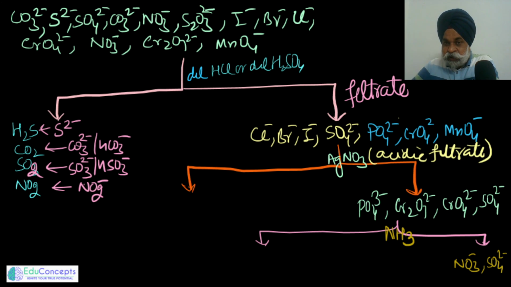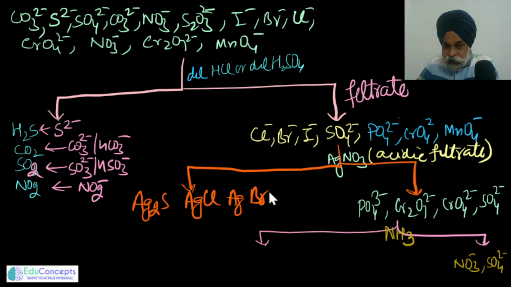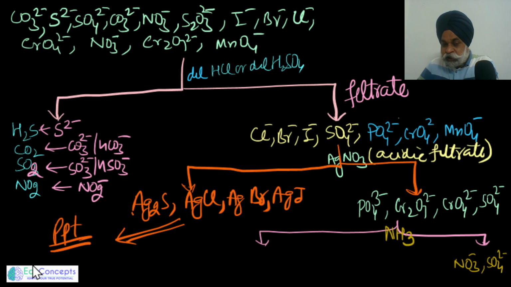So here you have to remember, although silver will precipitate everything, in the acidic medium Ag2S, AgCl, AgBr, AgI would come out as precipitates. Now you may ask me that I have already mentioned sulfide, so sulfide could be overlapping. If some amount of sulfide is still there in the filtrate, then that could precipitate as Ag2S. Or as a matter of fact, if you are just adding silver nitrate directly into the anionic species and then adding acid to it, then Ag2S would precipitate in this group.